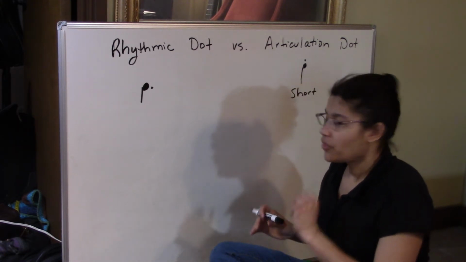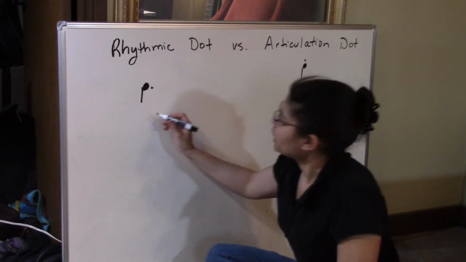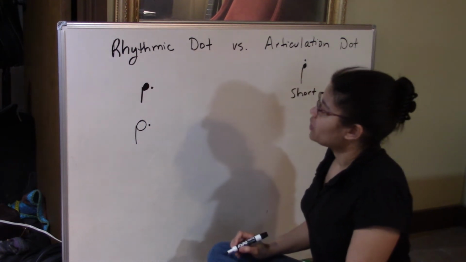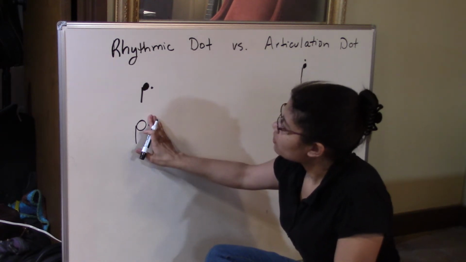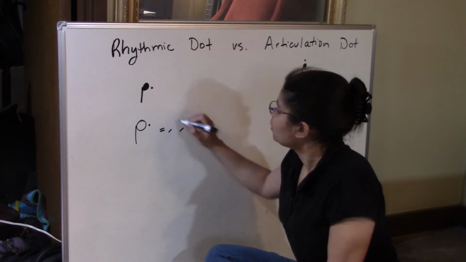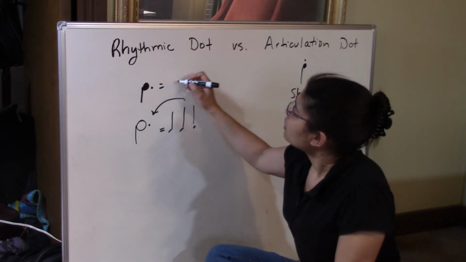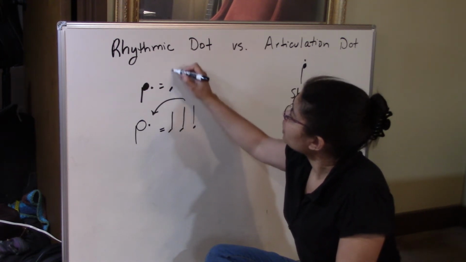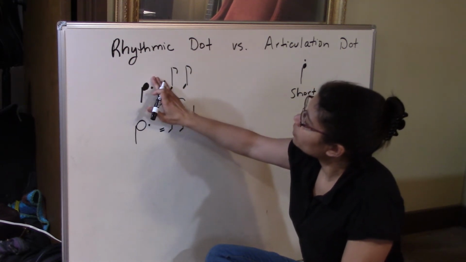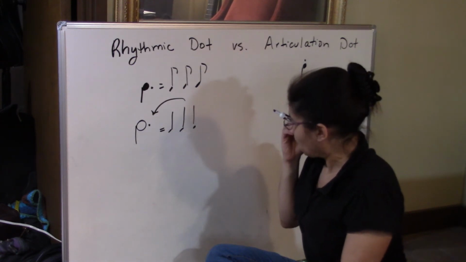a couple of things. We are going to add half the value of whatever this note is to that note. So if I'm looking at a half note, half of that would be a quarter note. I would have 3 quarter notes inside of that. This one's just a little bit trickier, but we have 2 eighth notes inside of a quarter note, so we're going to add an eighth note.